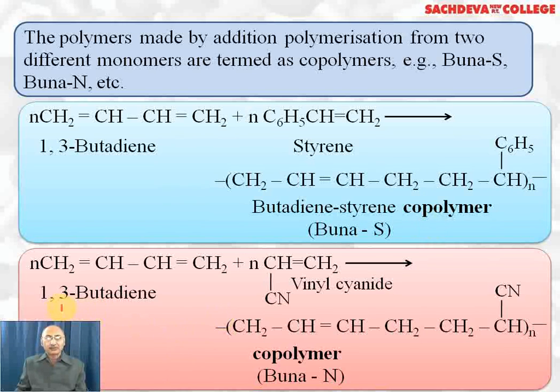Buna N monomers are 1,3-butadiene and vinyl cyanide, and they result in the formation of Buna N. In the same way, two double bonds change to one double bond in the center. These two double bonds change to single bonds. This double bond also changes to a single bond, and a chain is formed. This is the repeating unit of Buna N. This is the repeating unit of Buna S. The difference is here we have a phenyl group, here we have a cyanide group. Here the monomers are butadiene and styrene. Here we have butadiene and vinyl cyanide.